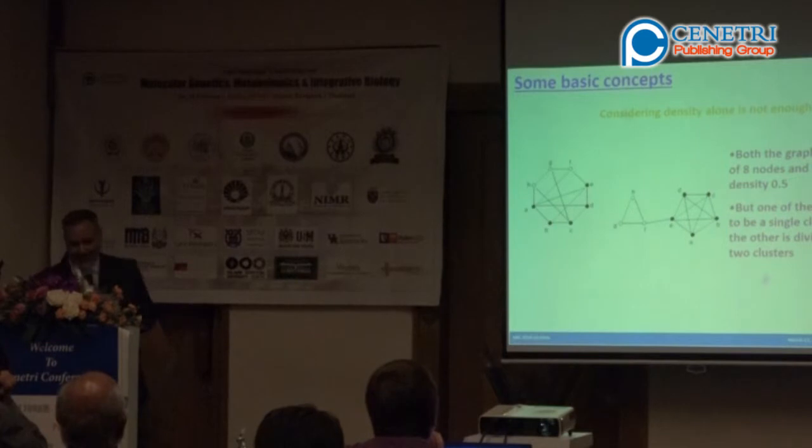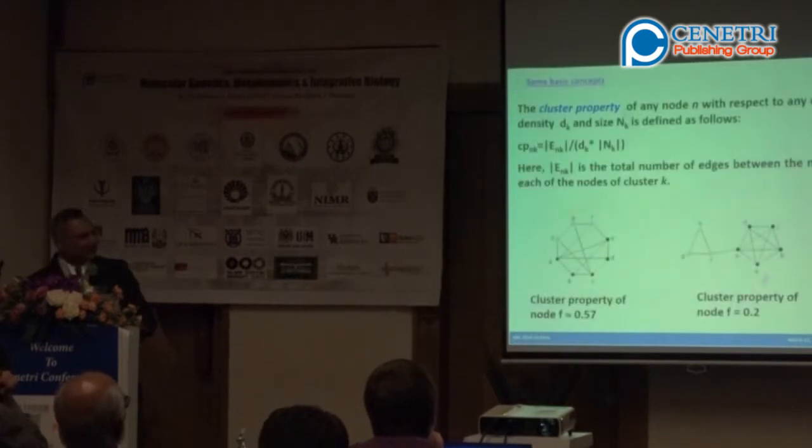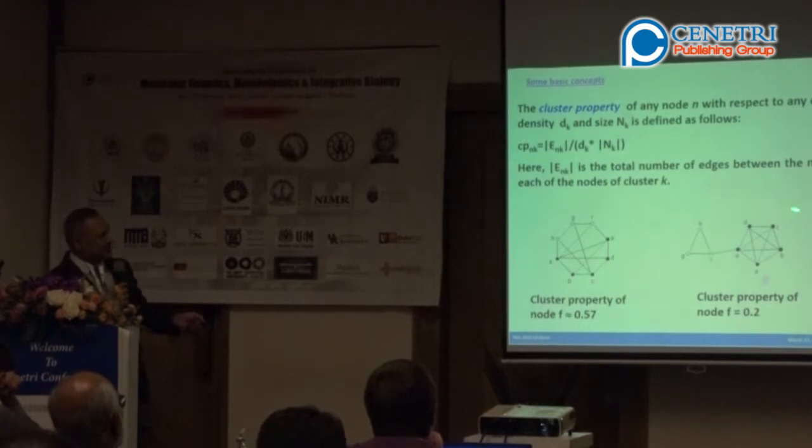To tackle this problem, we introduce the concept of periphery tracking. With the help of a measure like this, if we measure the cluster property of this node with respect to these black marked nodes, we find it is 0.57, indicating that it is part of this cluster. But we try to determine the cluster property of this node with respect to this.